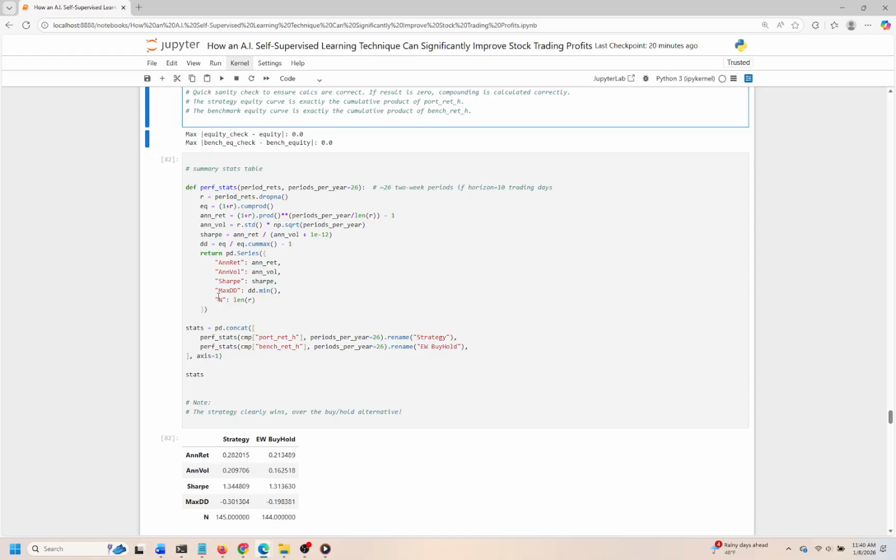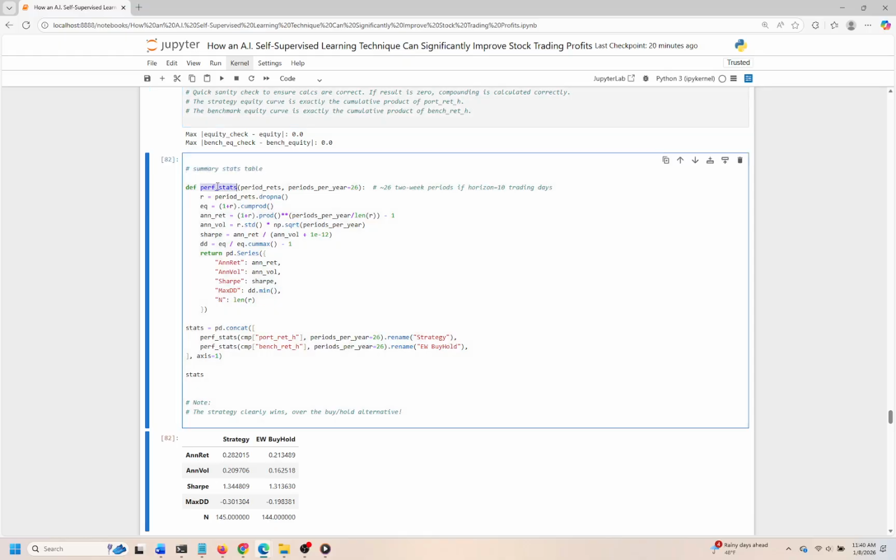Cell 22. In this cell, we are summarizing performance statistics for 2 competing investment strategies over a defined period. It matters because a clear comparison between these strategies can inform decisions on which approach yields better returns versus the associated risks. The code defines a function called perf_stats that takes a series of period returns as input. It also uses a default value for periods per year set to 26, which corresponds to approximately 2-week trading periods.